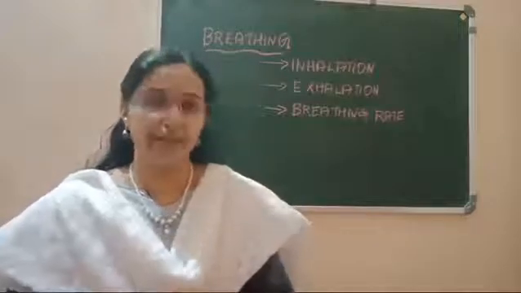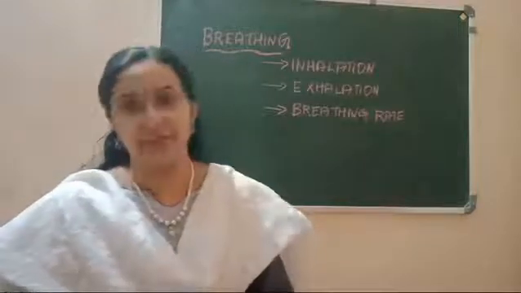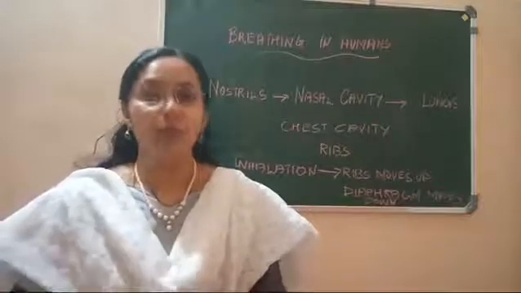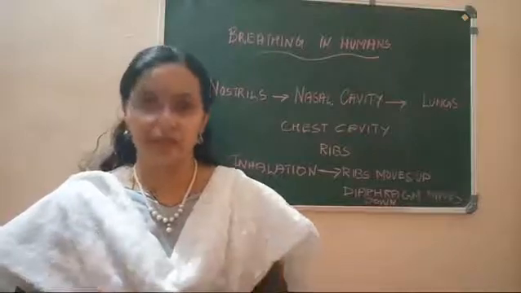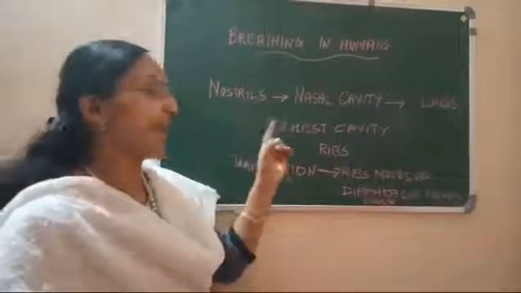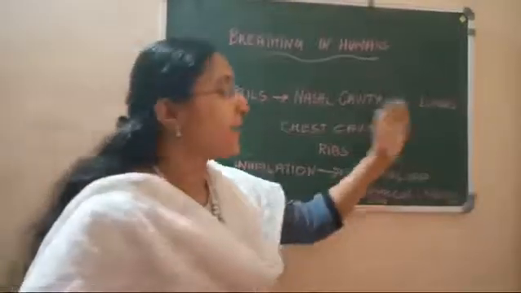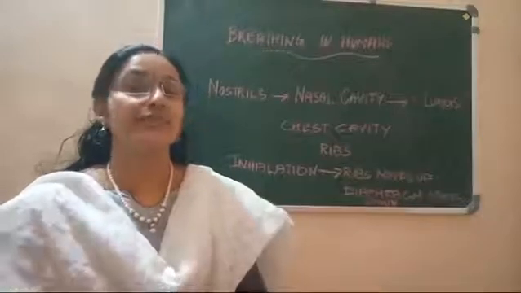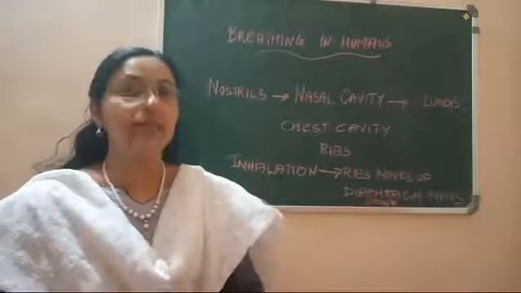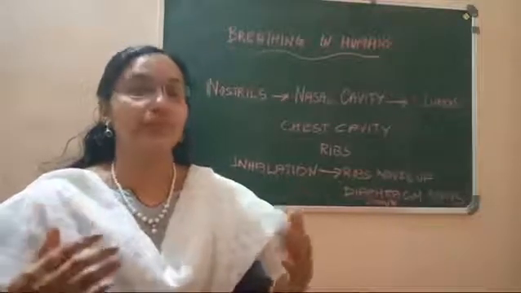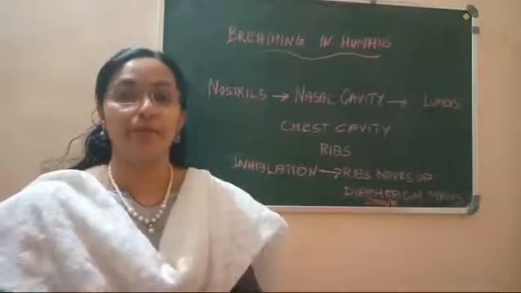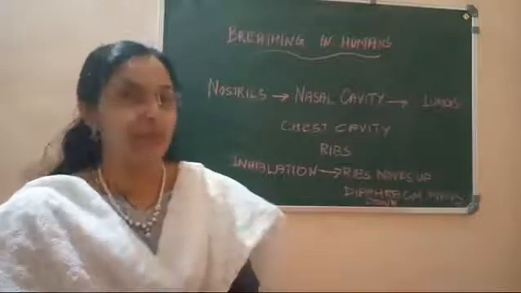And the next one is about how human beings breathe. So next we can study about the process of breathing in human beings. We inhale oxygen-rich air. This air reaches the nostrils and through the nasal cavity, through the windpipe, it reaches the lungs. The lungs are situated in the chest cavity and it is surrounded by ribs. These ribs can also expand and contract. And the floor of the chest cavity consists of a muscular sheet known as the diaphragm.